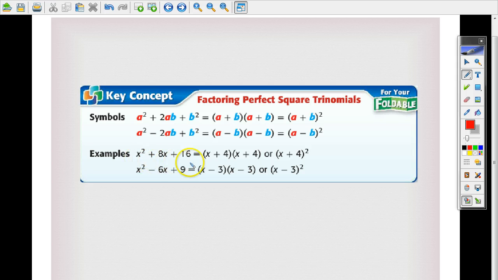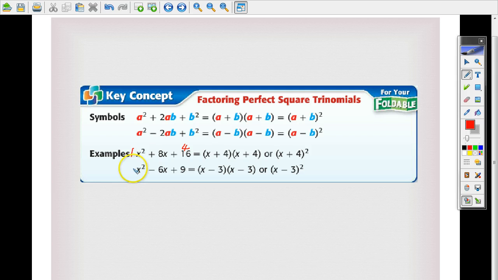Examples you have here. Okay, in this case, your a is 1, and you have 2ab. So what is your b? You figure out that's 4 squared. So your b is 4. 1 times 4 times 2, so 2 times ab is 8. So there's your a and b. So a is 1, b is 4. Then you can say it's 1x plus 4 times 1x plus 4, which is x plus 4 squared.